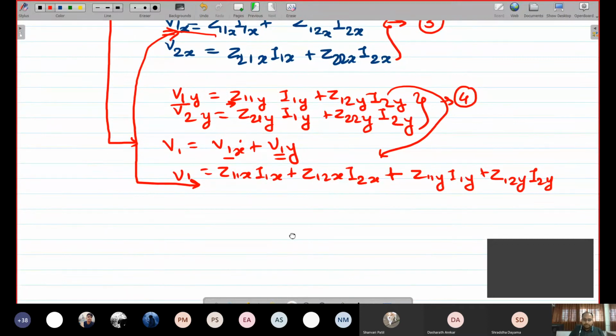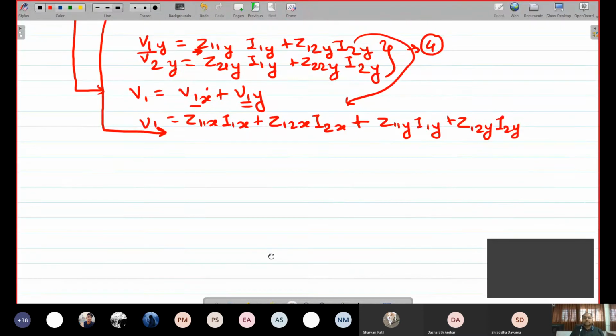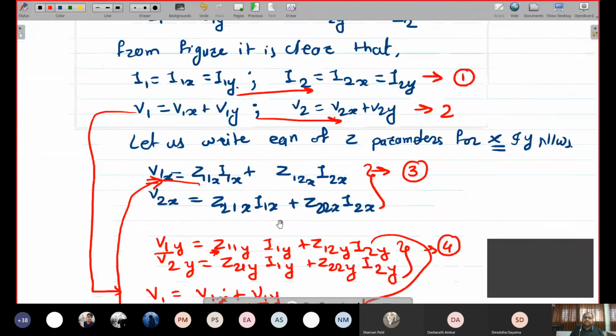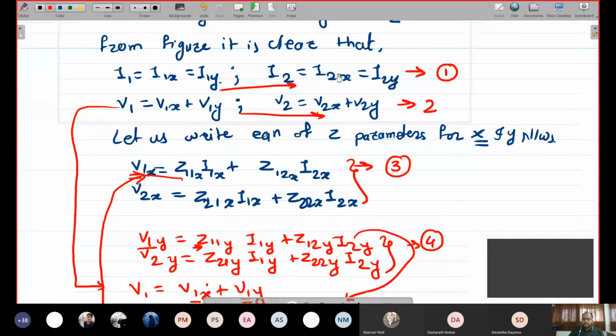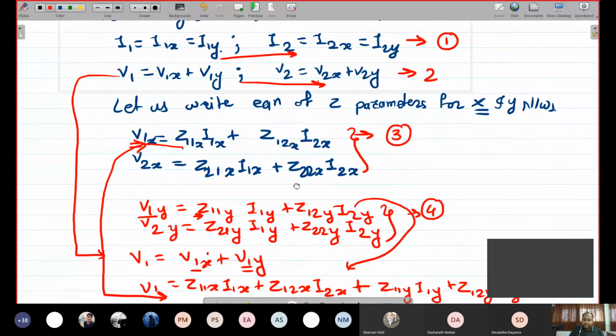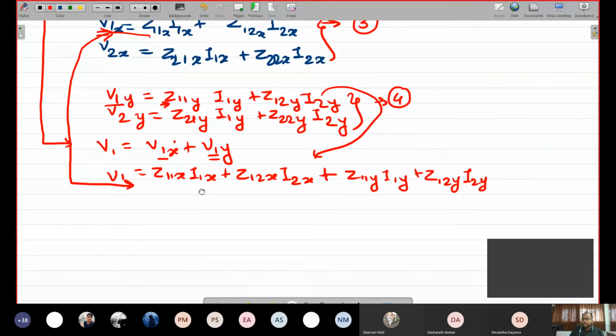Okay, recall equation number one. Wherever there is I1x, I1y, you have to put it as I1, and wherever there is I2x and I2y, you have to put it as I2, because all these terms are equal to I2 or I1. Is that fine? Let us do that. So wherever you find I1x and I1y, you need to put it as I1.